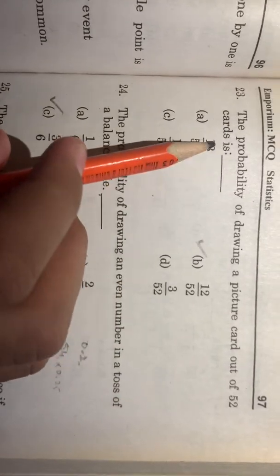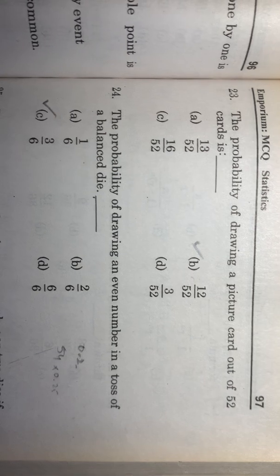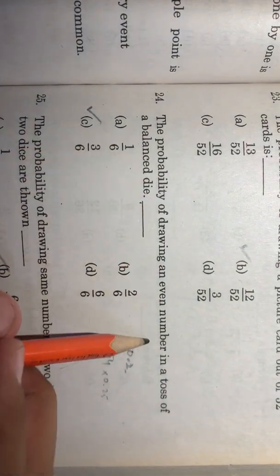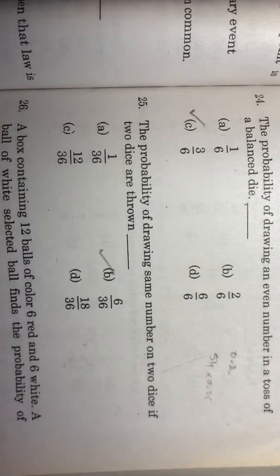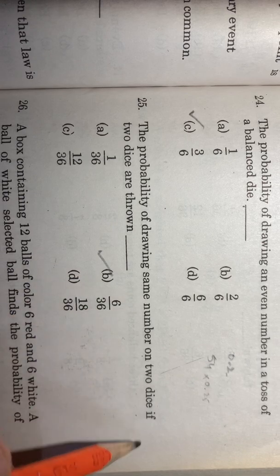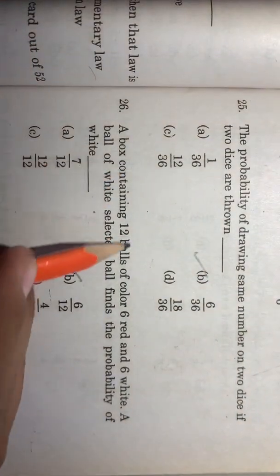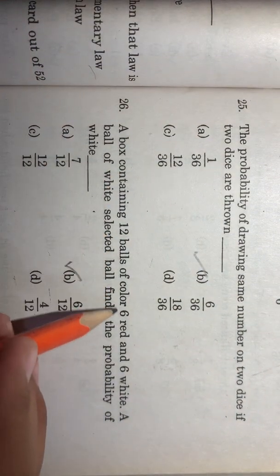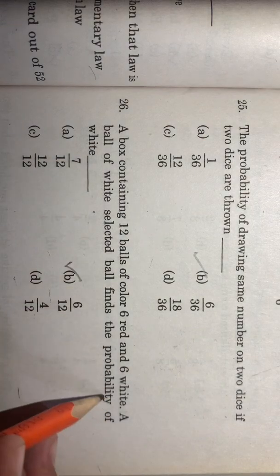Now moving towards MCQ number 23, we have the probability of drawing a picture card out of 52 cards is 12/52. The probability of drawing an even number in a toss of a balanced die is 3/6. The probability of drawing the same number on two dice if two dice are thrown is 6/36. A box contains 12 balls, 6 red and 6 white. A ball is selected; the probability of white is 6/12.